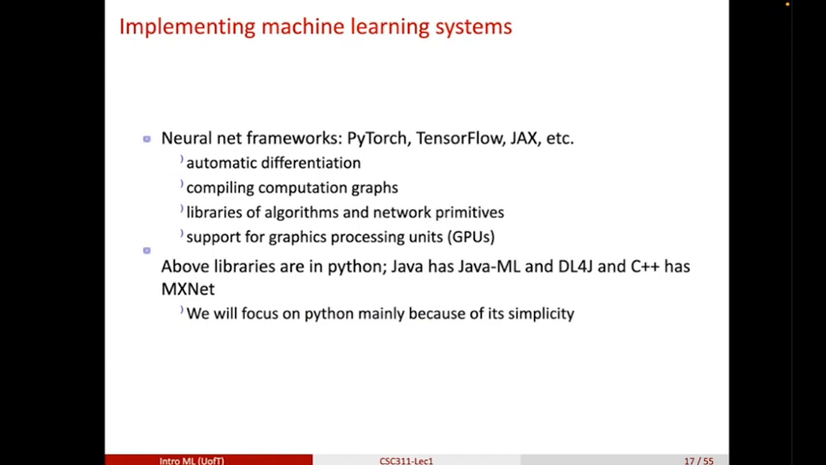All right. So some of the examples of neural net frameworks you can use are PyTorch, TensorFlow, JAX, and other ones. They have automatic differentiation, compiling computational graphs, libraries of algorithms and network primitives, and support for GPUs. And all the above libraries shown are in Python because that's usually the simplest. Java has Java ML and DL4J, and if you want to use C++, you can use MXNet.